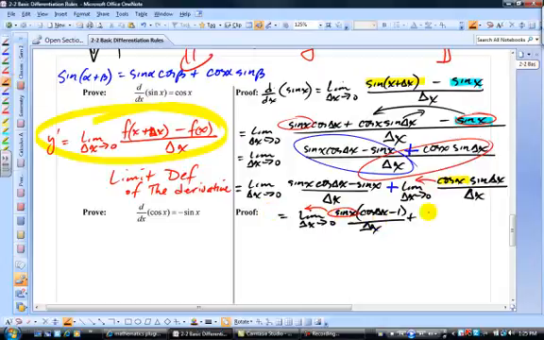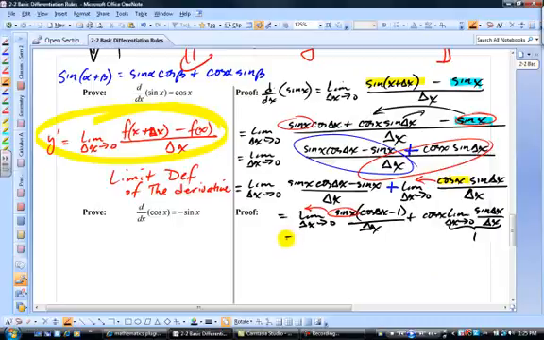So what I'm going to get is cosine x times the limit as delta x approaches 0 of sine of delta x divided by delta x. And this should look familiar. That right there is a special limit, and it equals 1.